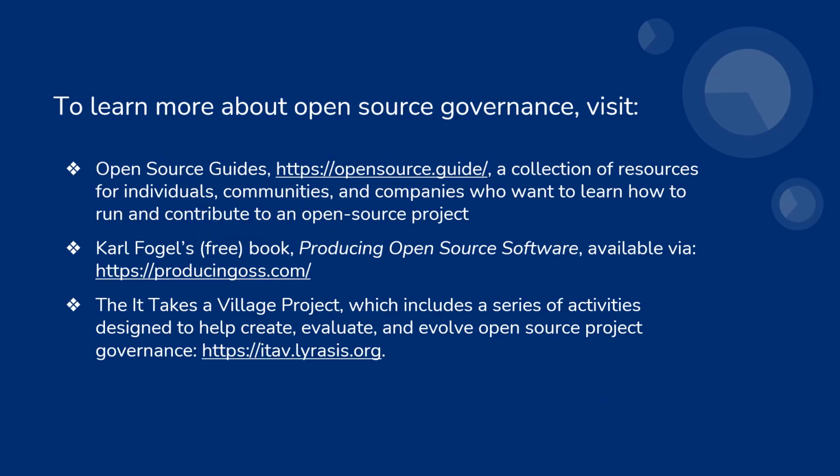To learn more about open source governance, visit Open Source Guides, a collection of resources for individuals, communities, and companies who want to learn how to run and contribute to an open source project, Karl Fogel's free book, Producing Open Source Software, or the It Takes a Village project, which includes a series of activities designed to help create, evaluate, and evolve open source project governance.